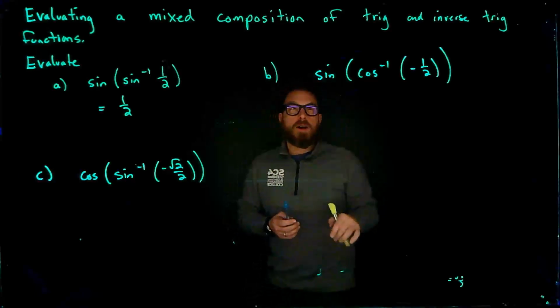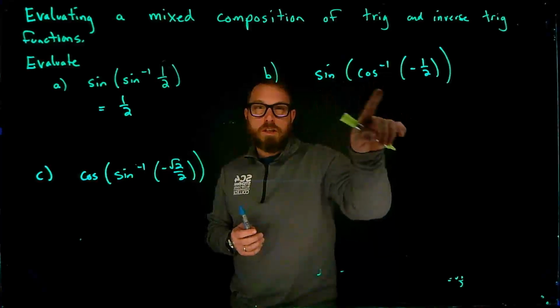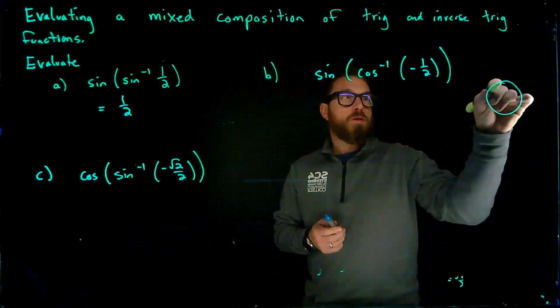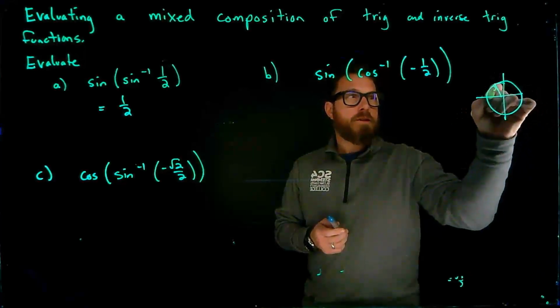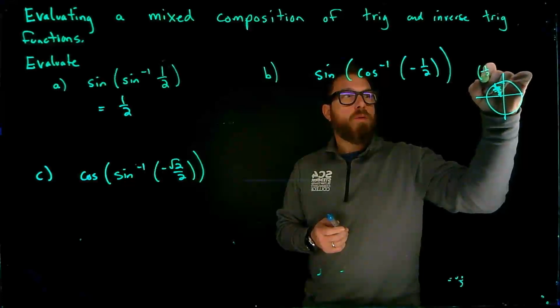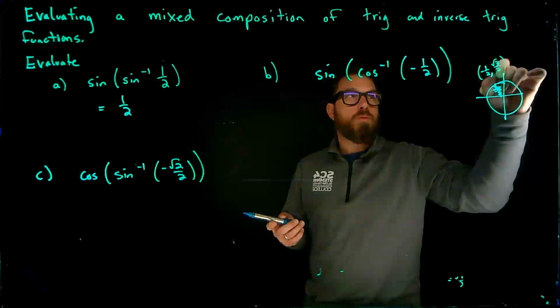Now, if I want to find this value here, this is the sine of the cosine inverse. These things are mixed. They're not the same thing, so they're not going to cancel. So if I look at the unit circle, what I know is that at 2 pi over 3, I'm going to get an x coordinate of a half, and this is going to be root 3 over 2 for its y.